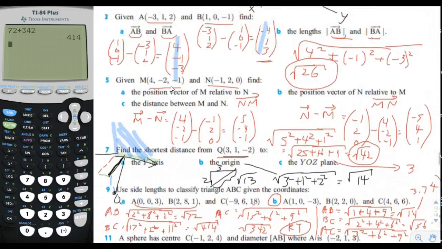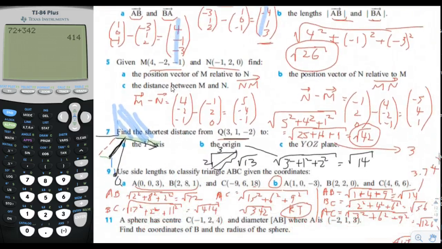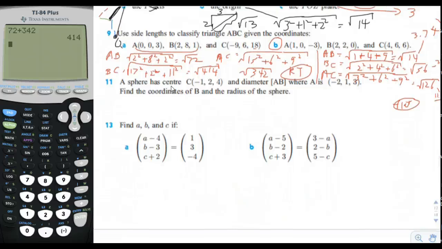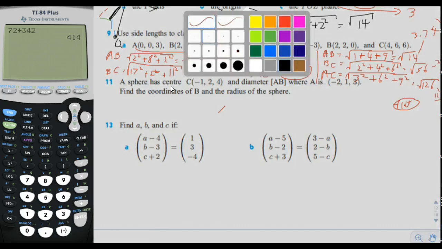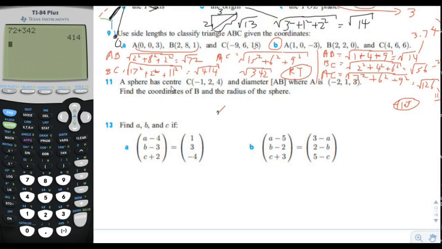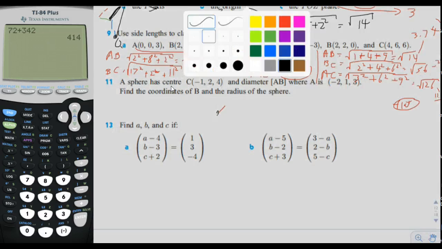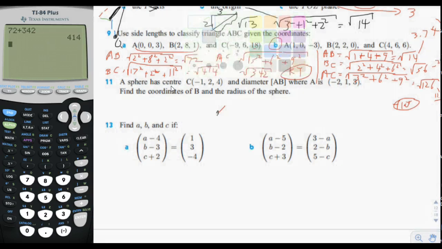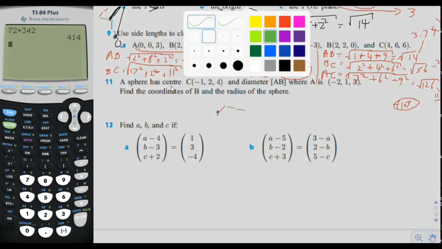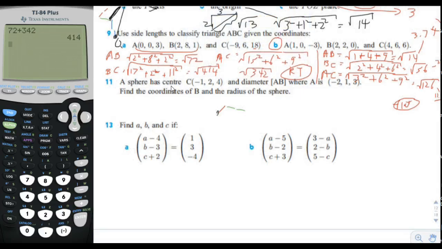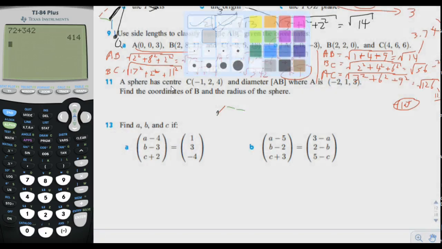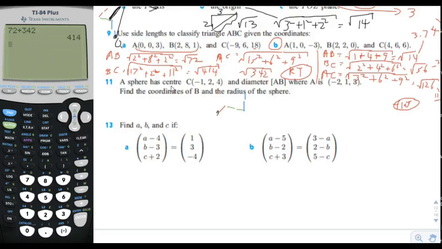So I'm going to use my coordinates here, red, green, and blue, and draw that out. So -1 would go backwards. I'm starting from my origin right here, and -1 goes backwards. And then green would be 2 out that way. And then blue would be 4 up. 1, 2, 3, 4.